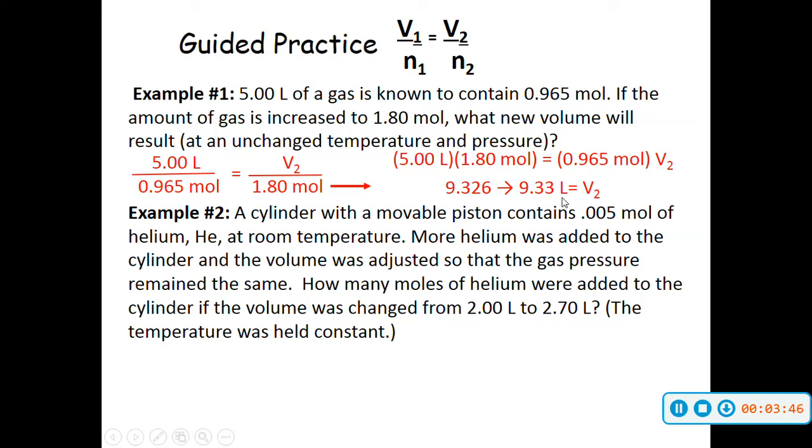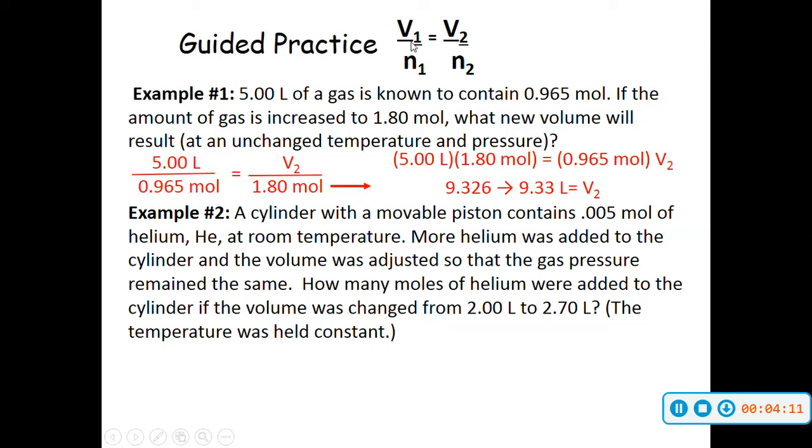If you have been watching some of these videos, a good way to check yourself is to look at the relationship between volume and number of moles. Remember, if we increase the number of moles we have, we should expect to increase our volume. They have a direct relationship. If one goes up, the other goes up too.